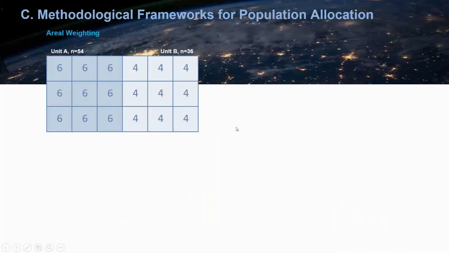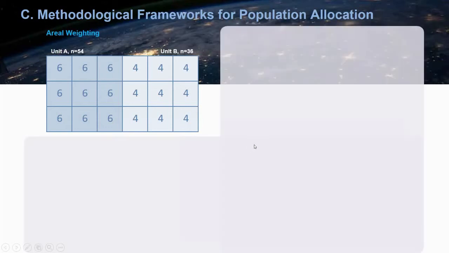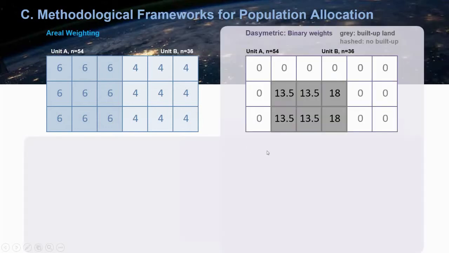To summarize, areal weighting has the limitation that every grid cell in this case would have the same value within one source unit. We assume equal population density, which is very unrealistic in many real scenarios. Dasymetric mapping allows us to use ancillary variables, for example, to assume or to derive binary weights. We only allocate people where we assume people can live. Such a distribution would have a very different value for the different grid cells.